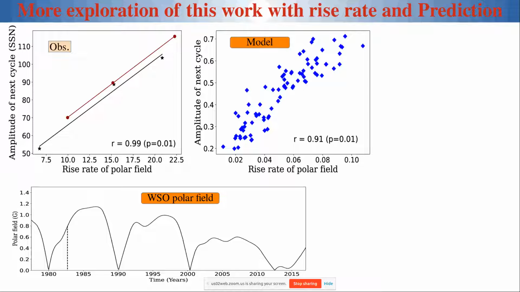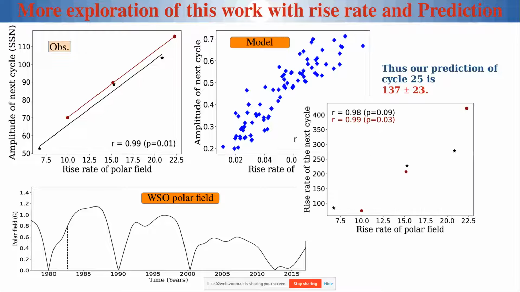In our models also we get a high correlation. So using this method, we predicted that the cycle 25 amplitude will be 137 plus minus 23. Using this method, we can predict the next cycle amplitude 9 years before the solar cycle maximum. After that, we got a very interesting result: the rise rate of the next cycle and the rise rate of the polar field are also correlated with each other.